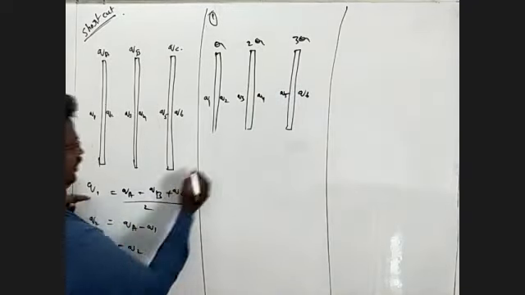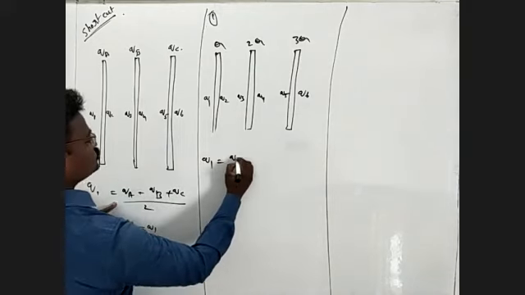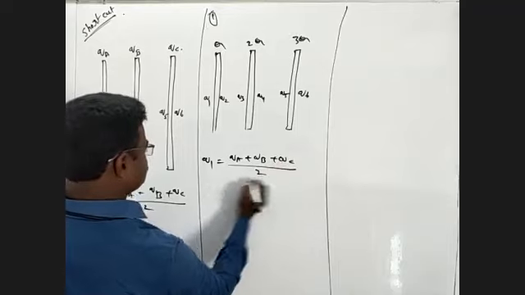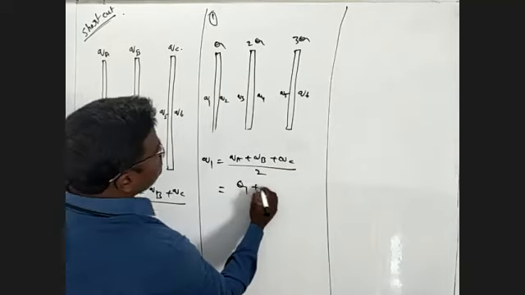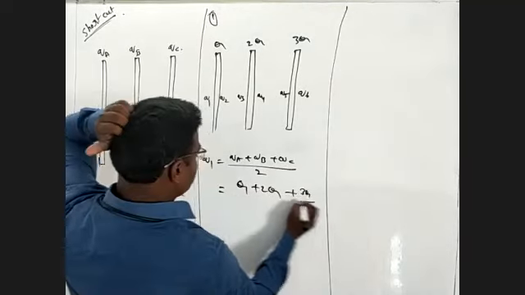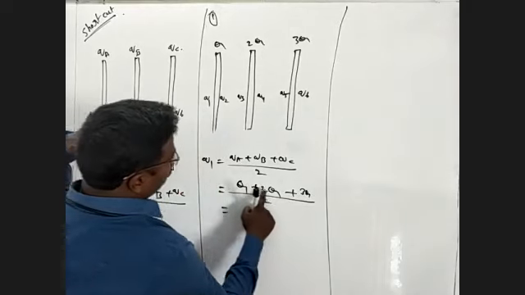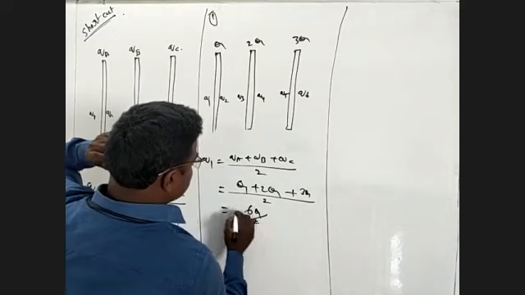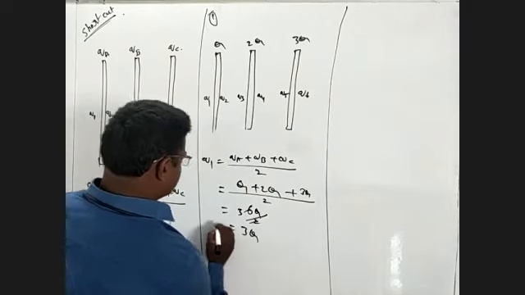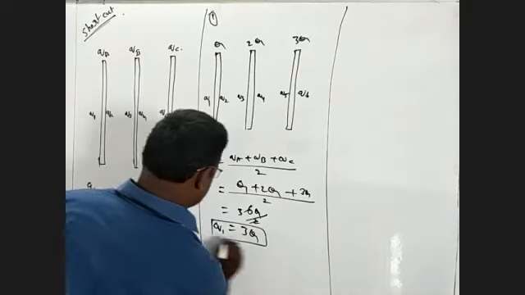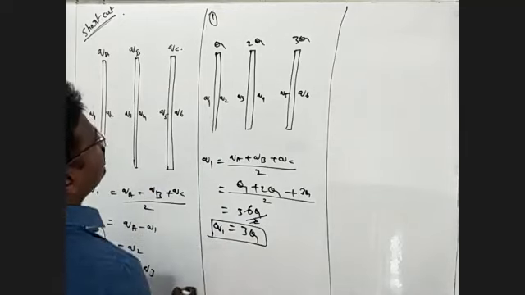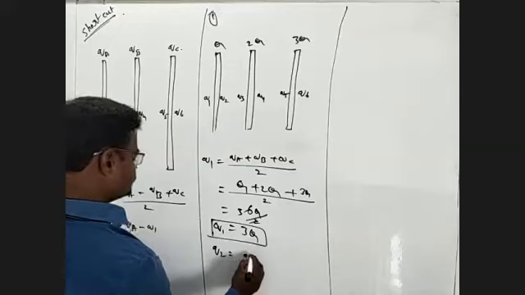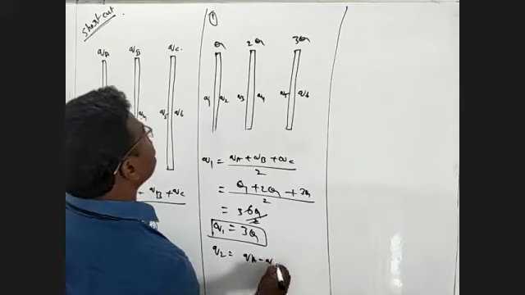Now Q1, what is Q1? Q1 is equal to QA plus QB plus QC by 2. What is QA? Q plus 2Q plus 3Q by 2. What is the value? Q, 2Q, 3Q. This is 6Q by 2. This is 3Q. So Q1 is equal to 3Q. Next, Q2 is equal to QA minus Q1.